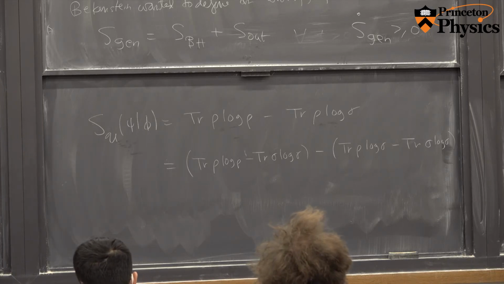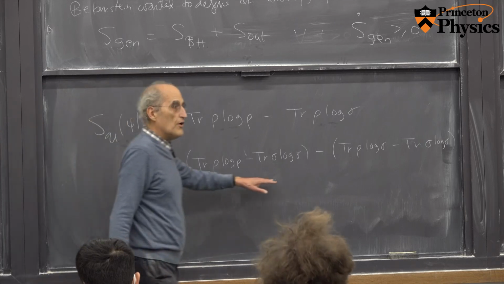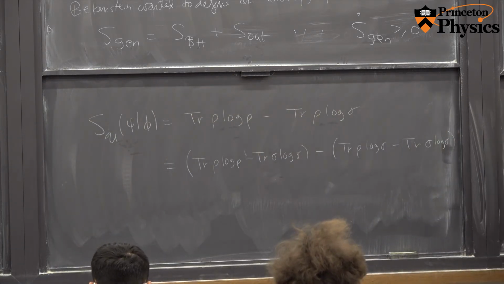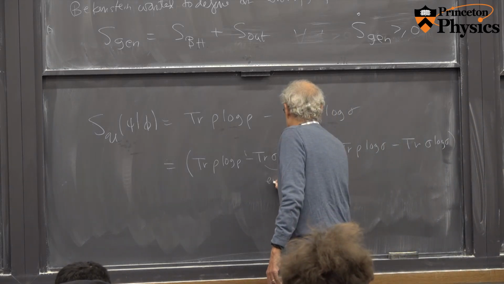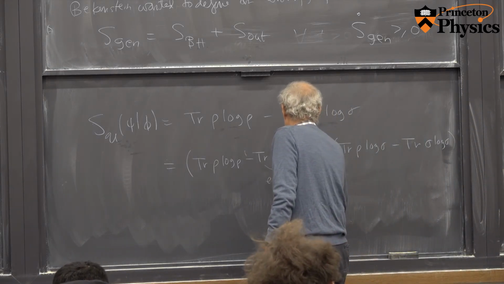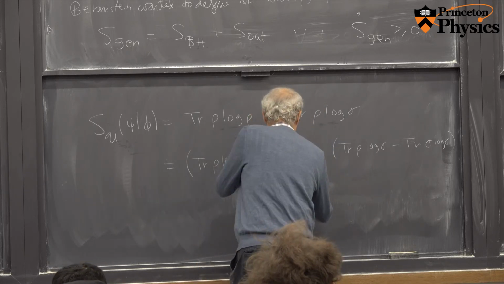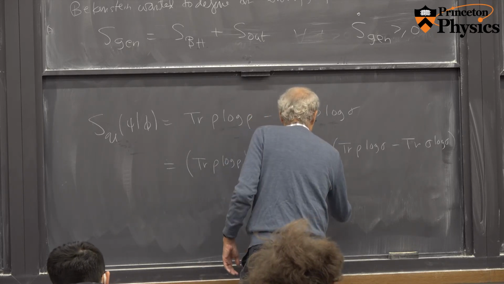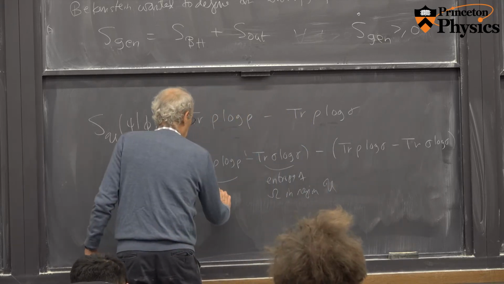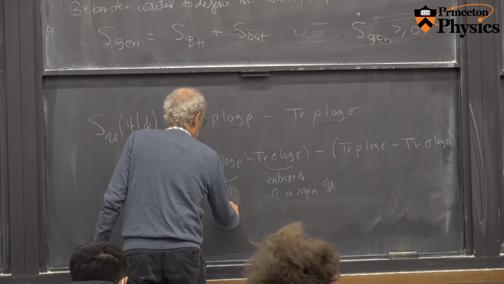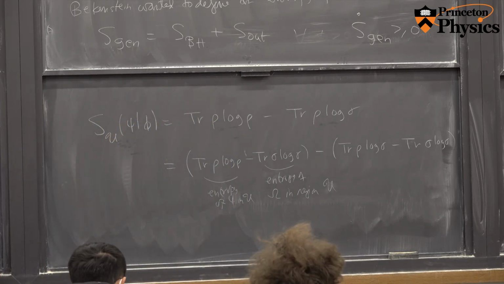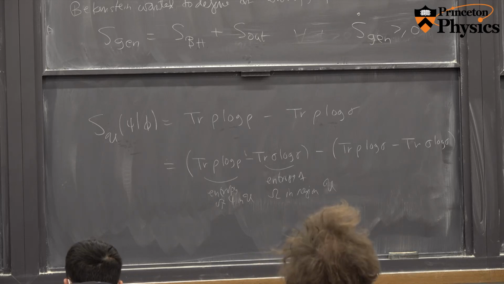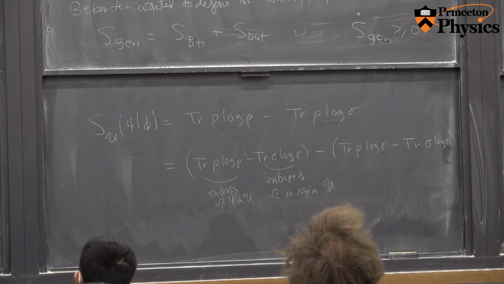Well, what have we gotten now? Trace of sigma log sigma is the entropy. This is the entropy of the vacuum in region U, and this is the entropy of psi in region U. Now, as I've explained, entropies are ultraviolet divergent. But the divergence is common to all states.